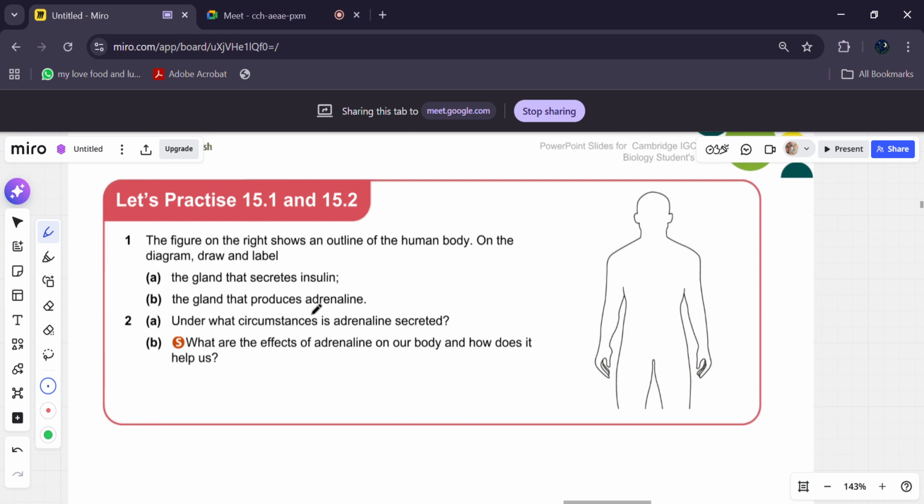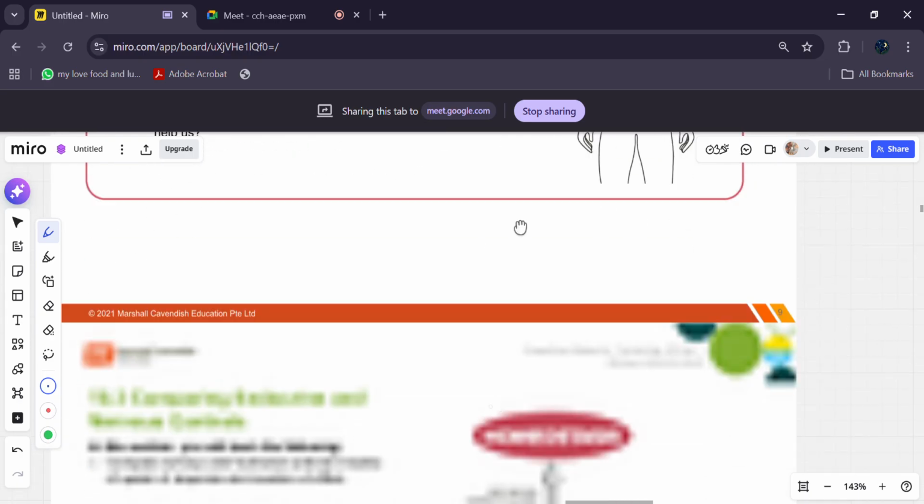And what are the effects? Well, we've just talked about it. It increases the heart rate and the rate of breathing. It also increases the rate of blood clotting, preventing too much loss of blood. It decreases the metabolic rate and stimulates the liver and muscles to convert glycogen to glucose. Now let's move on.